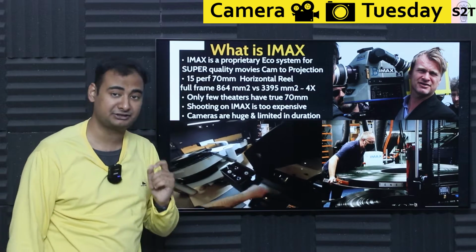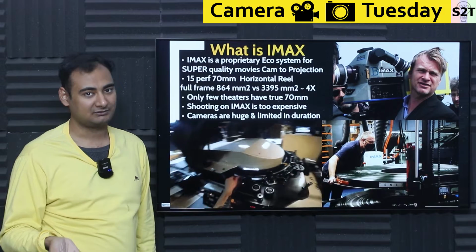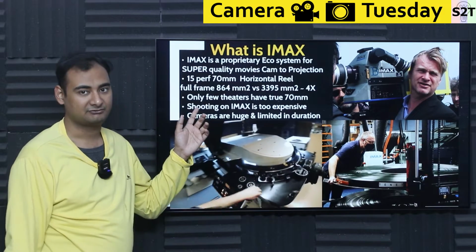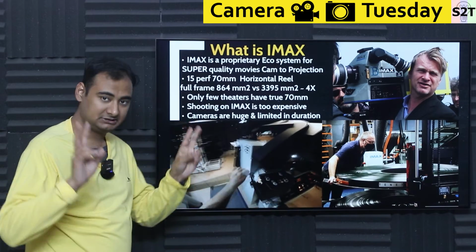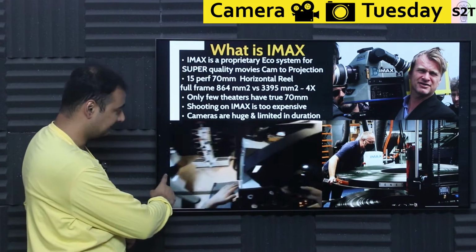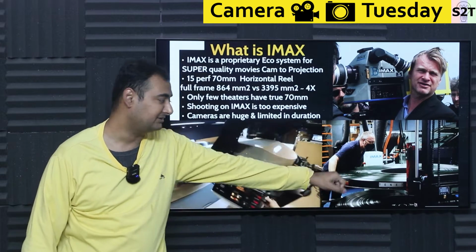That's why 15 perforation is a must. You can't just say 70 mm. You will end up getting 70 mm of normal perforation, which is 5 perforations. You need 15 perforations at 70 mm. That is the IMAX standard, the horizontal reel, and that's why the projector is like this. It literally has to have that. This is how the movie is actually shipped to the IMAX projector.